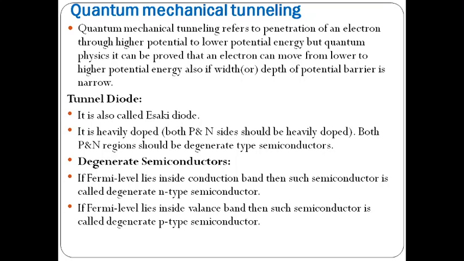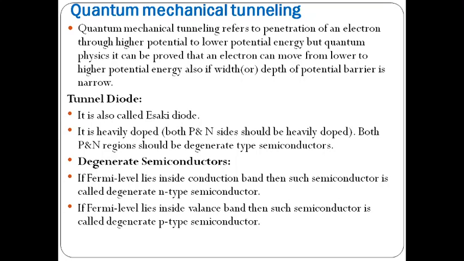This tunnel diode also looks like a normal PN diode, but the P and N regions, or P-type and N-type materials, are both heavily doped, and these P and N materials should be degenerate type semiconductors. Degenerate type means if the Fermi level lies inside the conduction band, then that N-type material is called degenerate N-type semiconductor. If the Fermi level lies inside the valence band, then the P-type material is called degenerate P-type material.